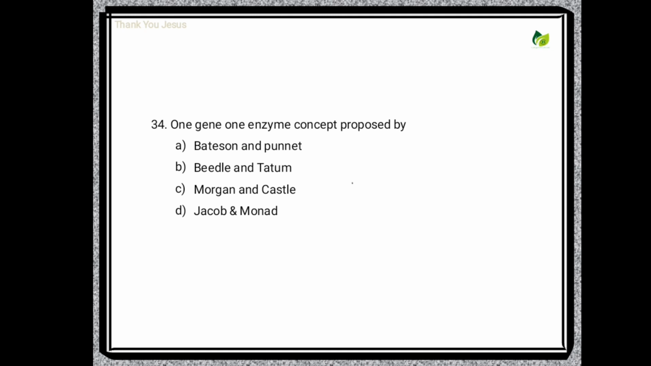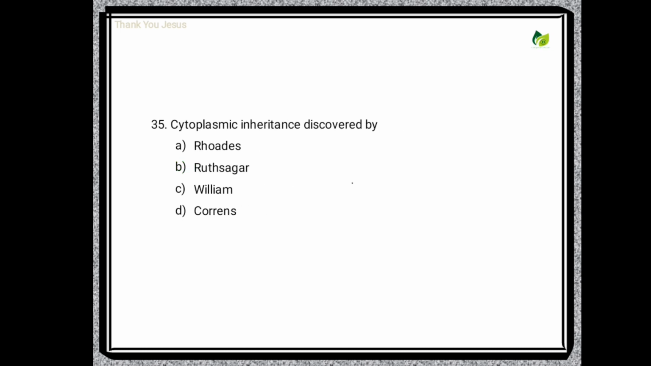Next question. The one gene, one enzyme concept was proposed by the scientists: Bateson and Punnett, Beadle and Tatum, Morgan and Castle, Jacob and Monod. The correct answer is Beadle and Tatum. Let's see the next question. Cytoplasmic inheritance was discovered by: Rhodes, Ruth Sagar, Williams, Correns. The correct answer is Correns.